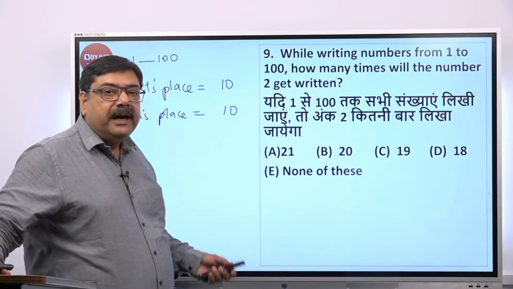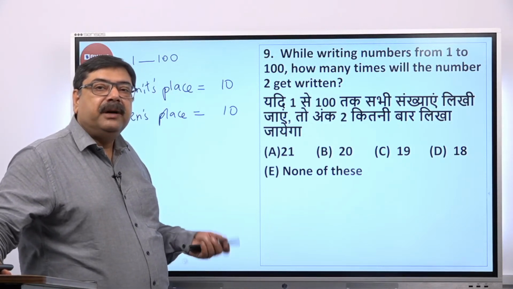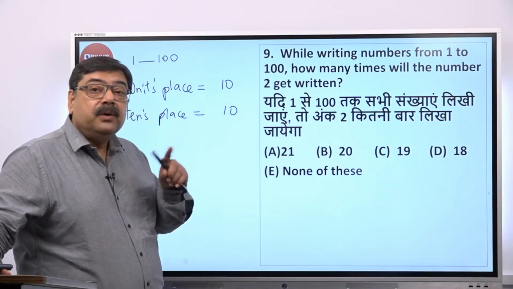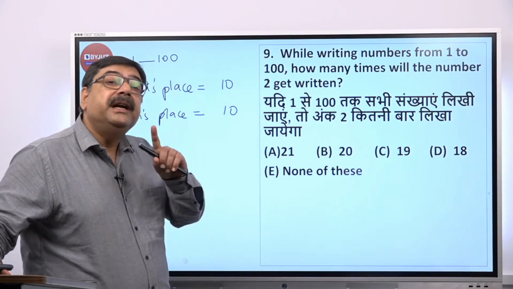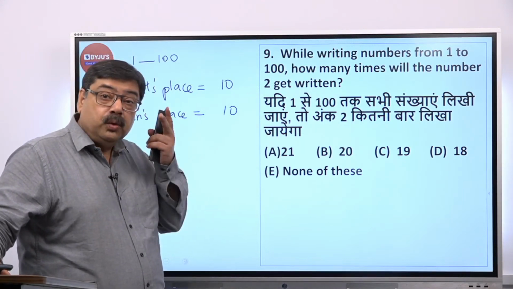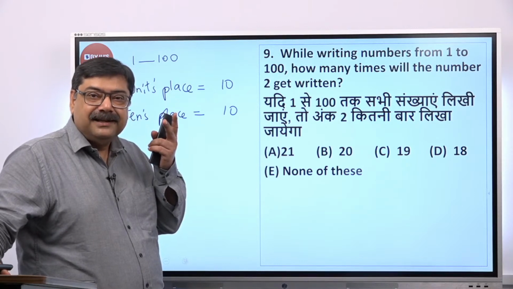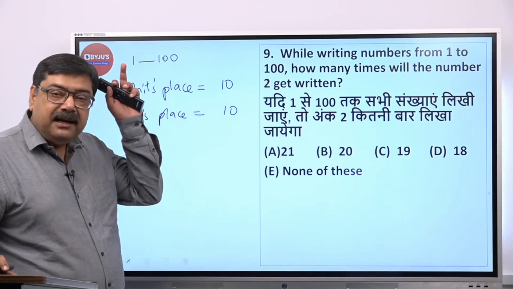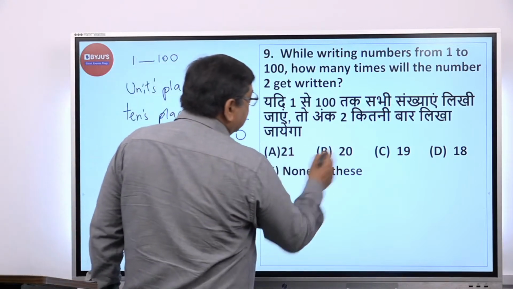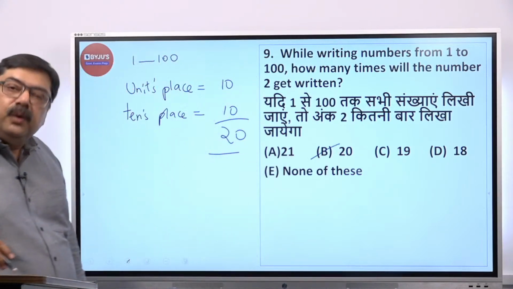Yes. 20, 21, 22, 23, 24, 25, 26, up to 29. Now don't say, sir, 22 we have counted. No, no. We counted the units place 2 in 22. But in 22, there are two 2s. Is it or not? So in tens place 10, in units place 10. So total we get here is 20.